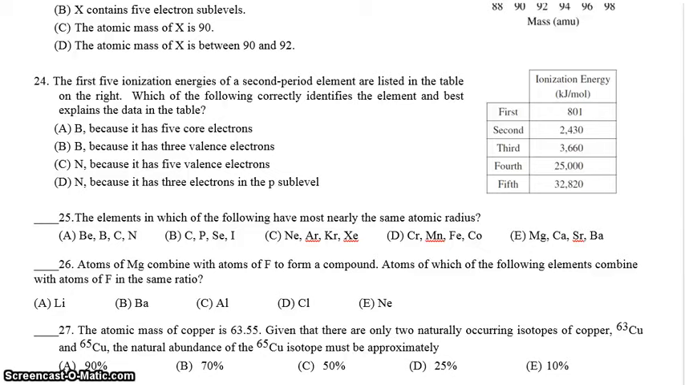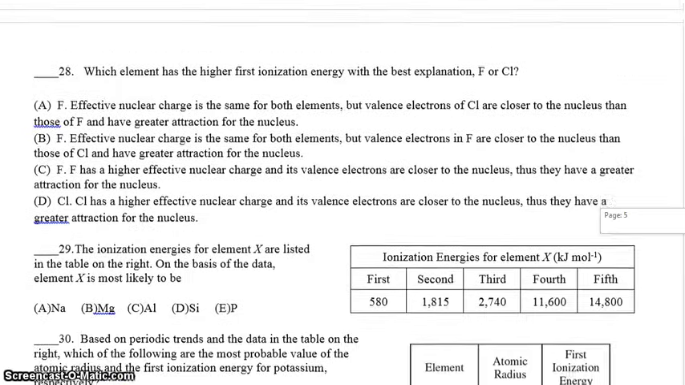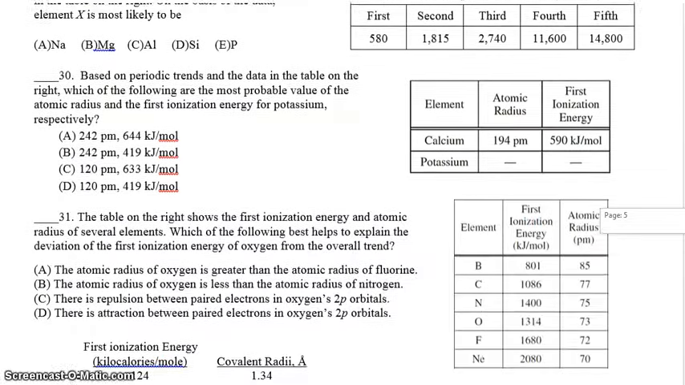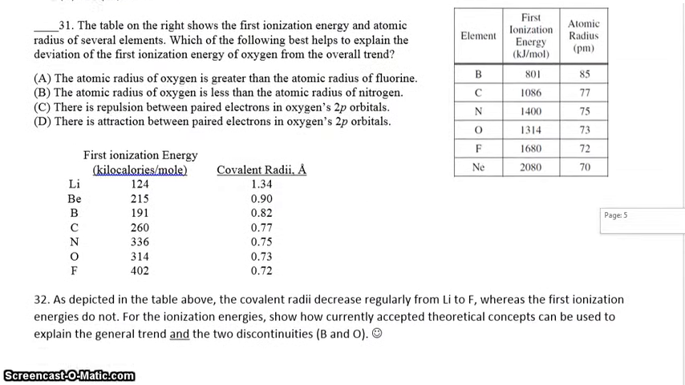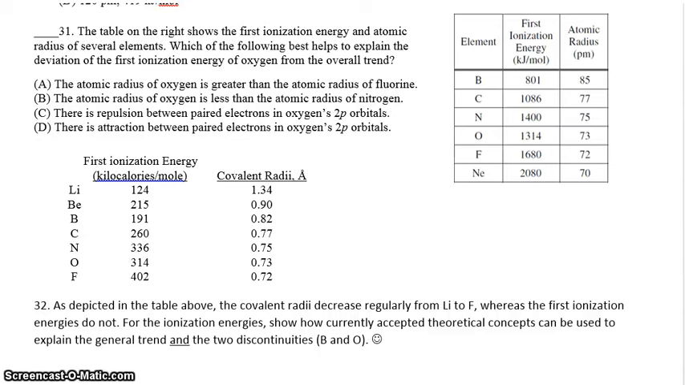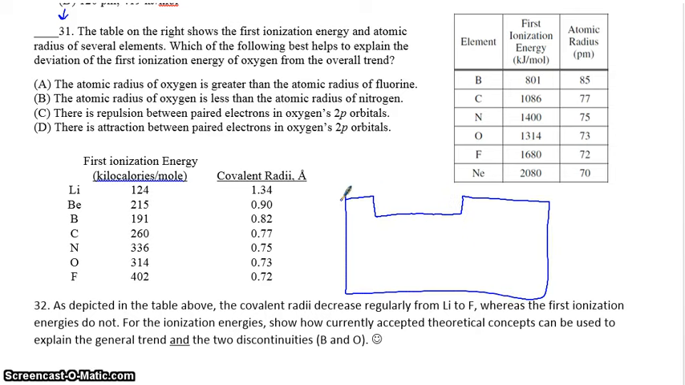Let's take a look at one question on the next page, rather. Let's do 31. A very similar idea. 31 connects size and ionization energy. So the table on the right shows the first ionization energy and atomic radius of several elements. Which of the following best helps to explain the deviation of the first ionization energy of oxygen from the overall trend? Again, we're looking at the same period. So here's boron, carbon, oxygen, nitrogen, fluorine, and neon, our noble gases.